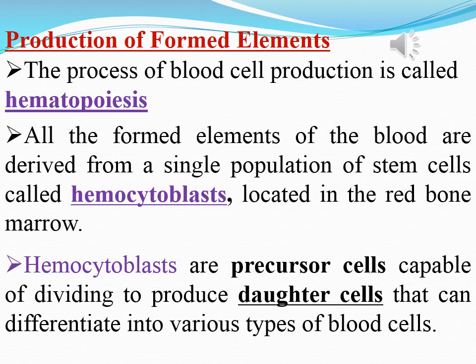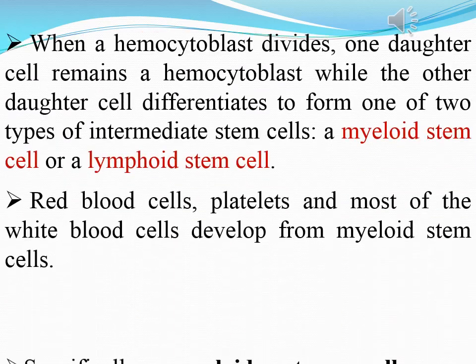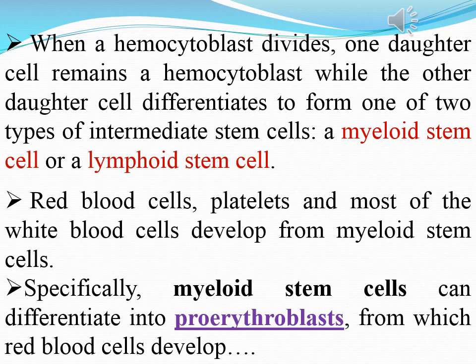إذا راح يصير بها divisions وبالتالي راح تنطي daughter cells that can differentiate into various types of blood cells. When a hemocytoblast divides, one daughter cell remains as a hemocytoblast, while the other daughter cell differentiates to form one of two types of intermediate stem cell. يعني هذه الهيموسايتوبلاست راح تنقسم two cells, one of the two cells تبقى نفس الأم تبقى نفسها هيموسايتوبلاست لكن the other daughter cell differentiates to form one of the two types of intermediate stem cells, either myeloid stem cell or a lymphoid stem cell.